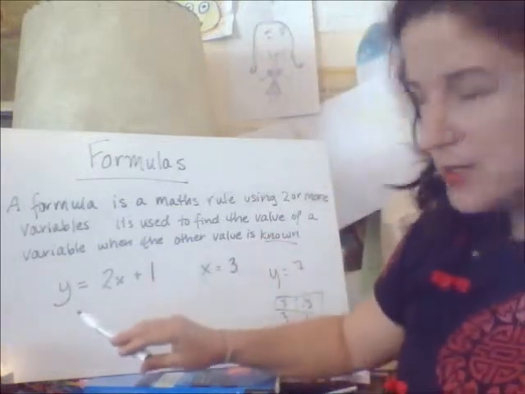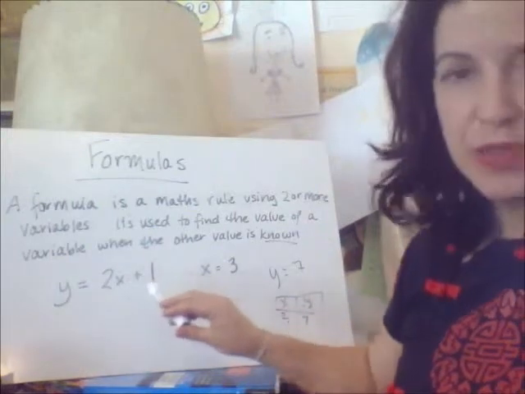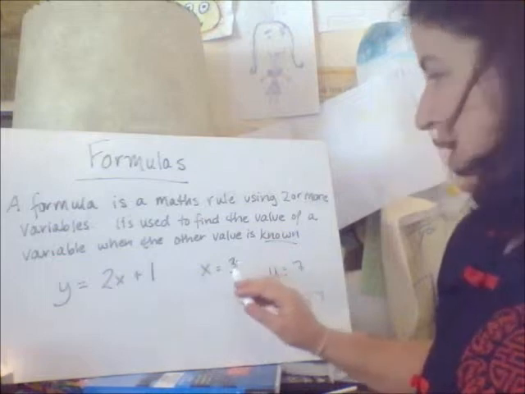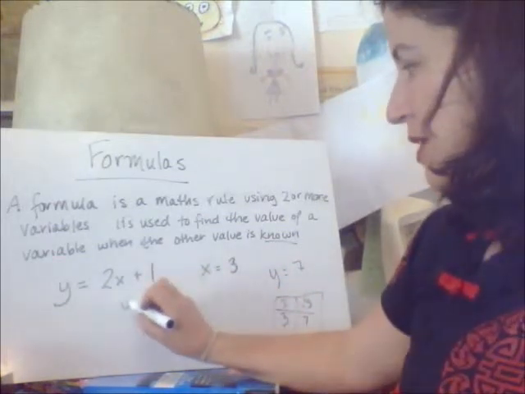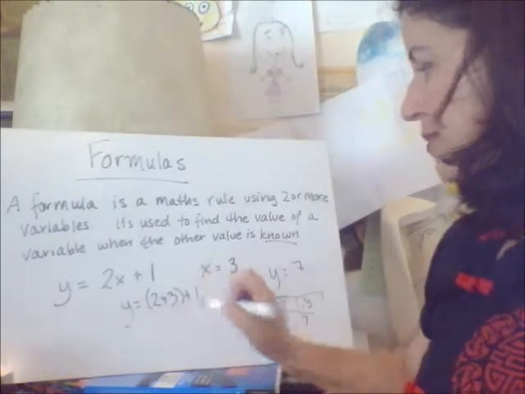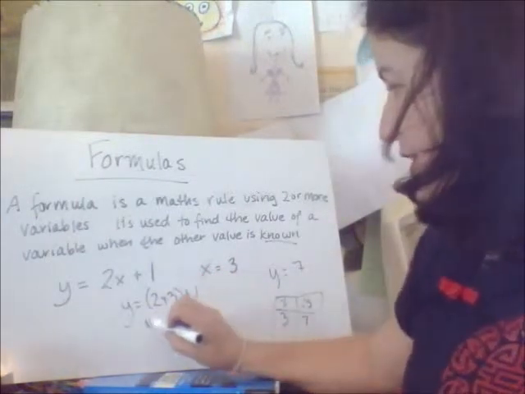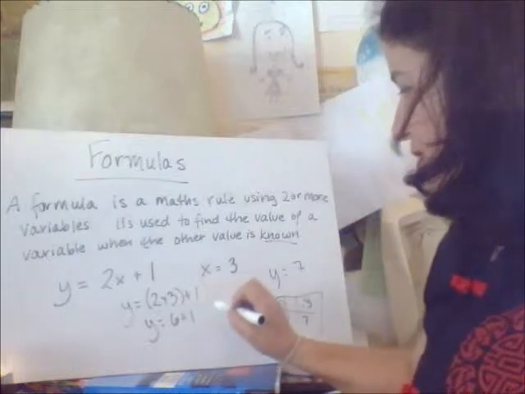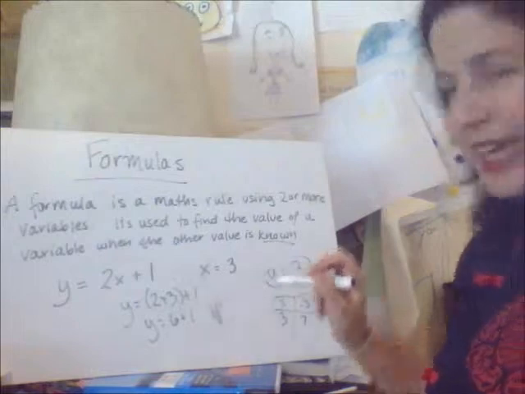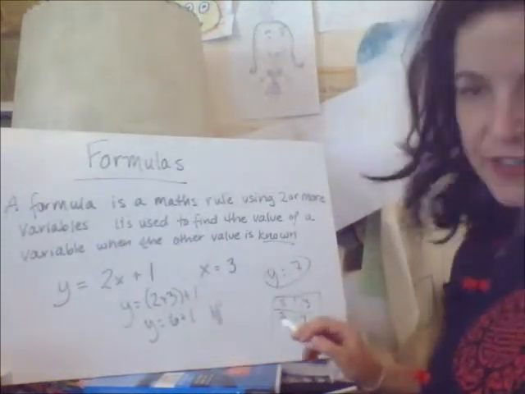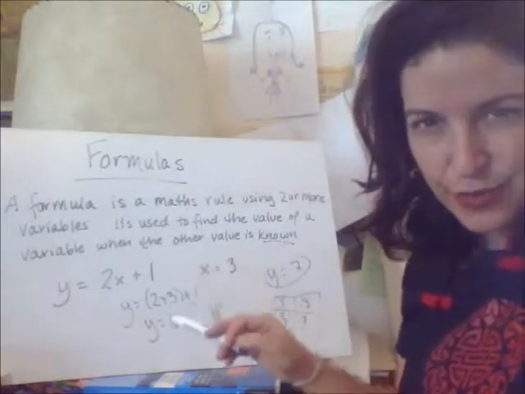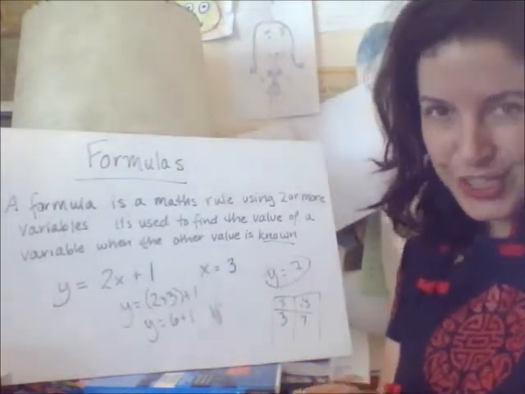For example, look at this one. Y equals 2x plus 1. But then we figure out, hey, wait a minute, we know what x is. X is 3. So let's plug that in. Now we know that y equals 2 times 3 plus 1. Okay, well, I can sort that out. Y equals 6 plus 1, so y must equal 7. Okay, then you could use that to fill in. So then if the value of x changed, you could change the value of y using this formula. Okay? I'll show you another example.